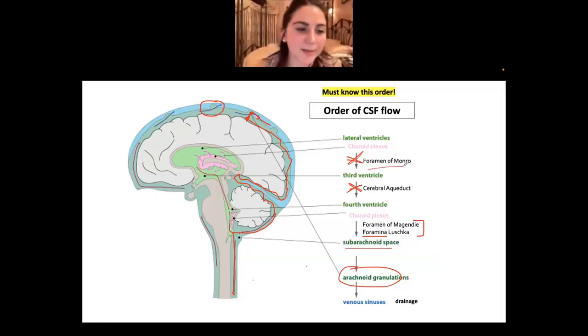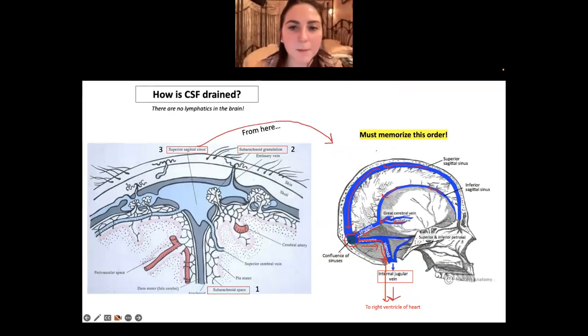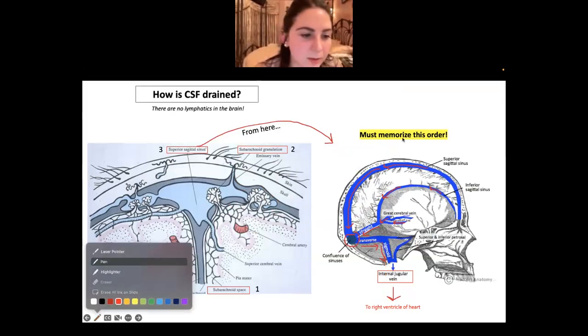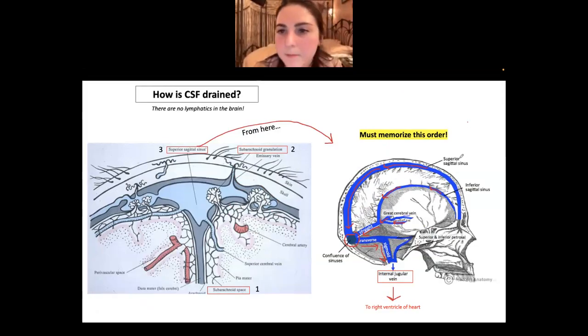Non-communicating is a lot more common. That's what you see in kids, and it's going to be a blockage of one of these foramen. So we'll go into that. But first, I wanted to go through this order one more time.